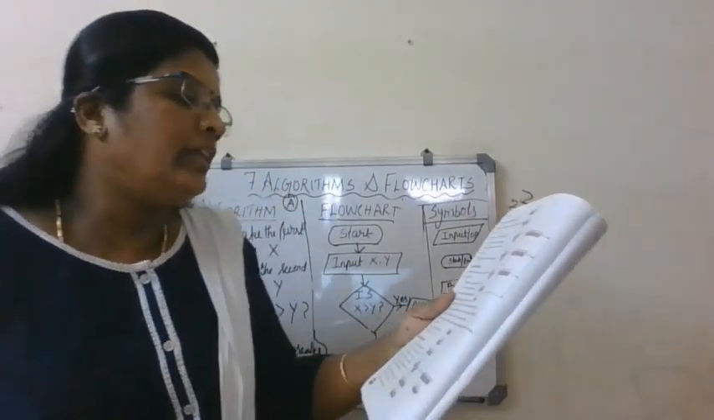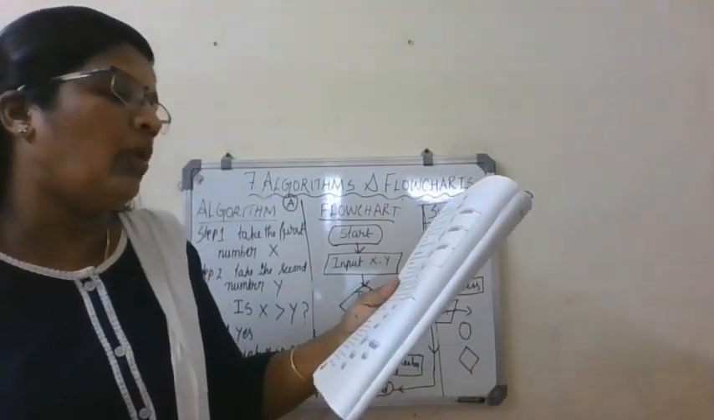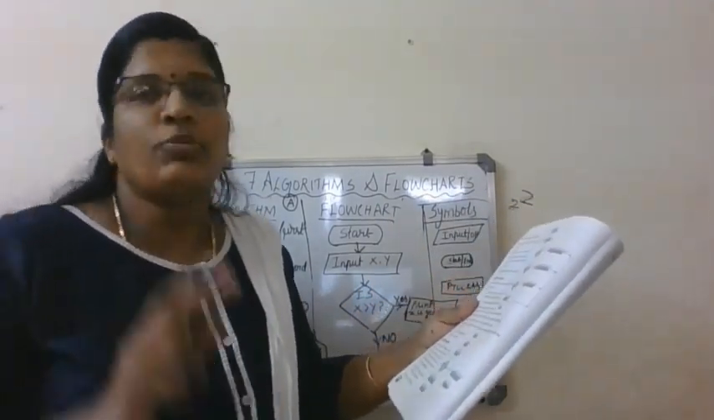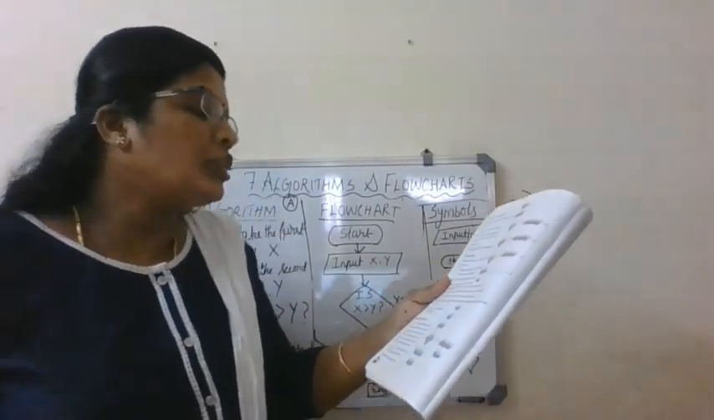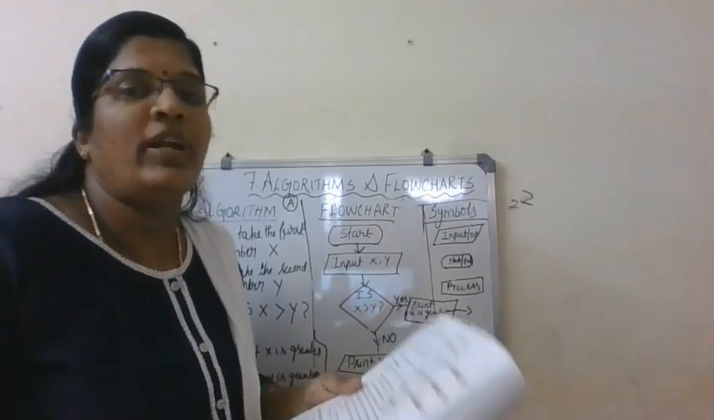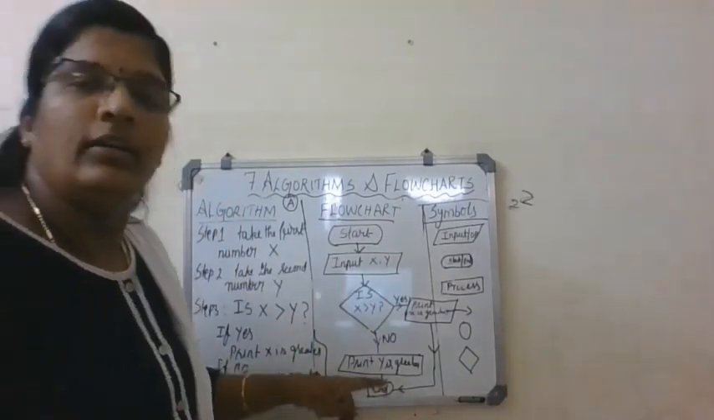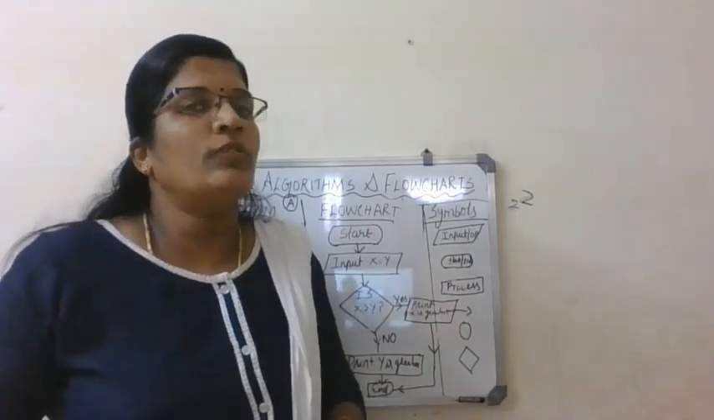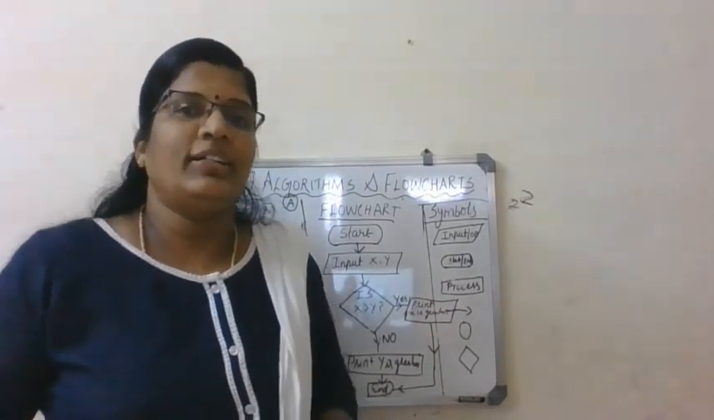Only one flow line should enter a decision box, whereas outgoing flow lines can be any in number. Actually, two in number. Make sure that the flowchart has a start as well as a stop. Start, end. You can say stop also, that doesn't matter. So these are the rules for drawing the flowchart.